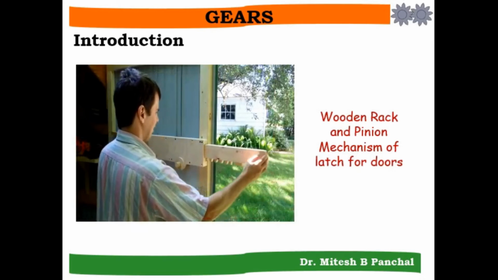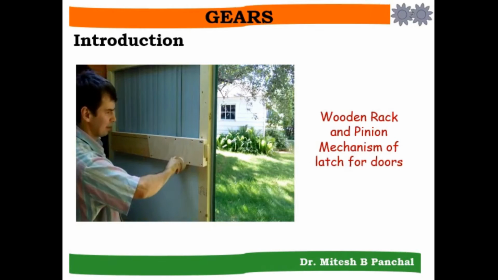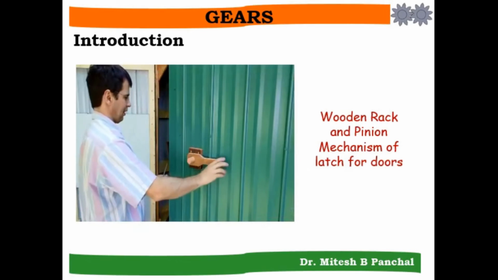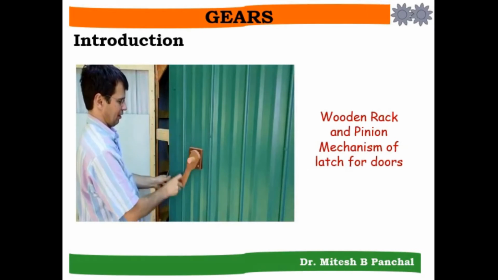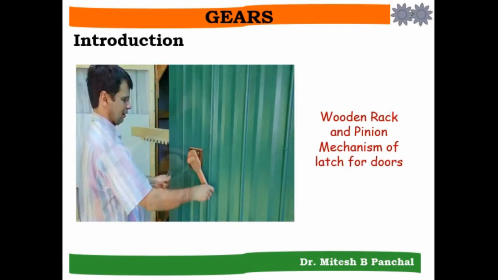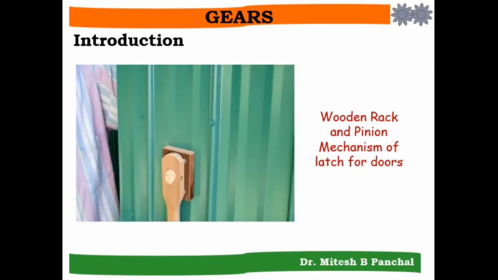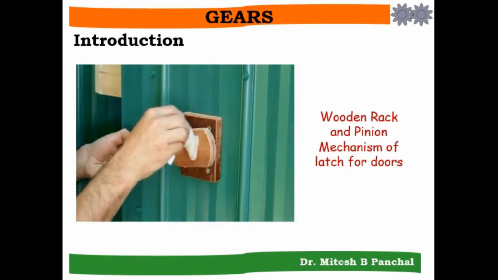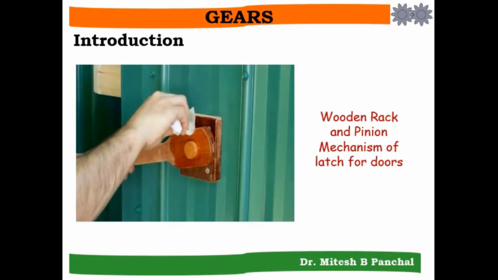Rack is nothing but the gear having infinite diameter, which means all the tooth profiles are arranged in a linear direction. See how the rack is assembled with the pinion, and how it is operated as a latch to close the door. The lever is provided to give movement to the pinion, and by providing the motion to the pinion, we can operate the latch of the door.